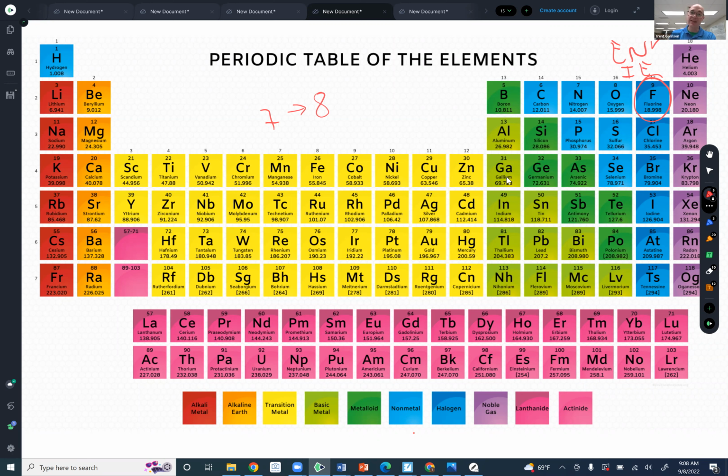So for the same reason, it wants a stable octet, but for different reasons. It's trying to gain a stable octet for electronegativity. It's trying to prevent you from losing an electron so it can still have an opportunity to gain a stable octet. So that takes care of everything that I wish to share with you today about your homework.